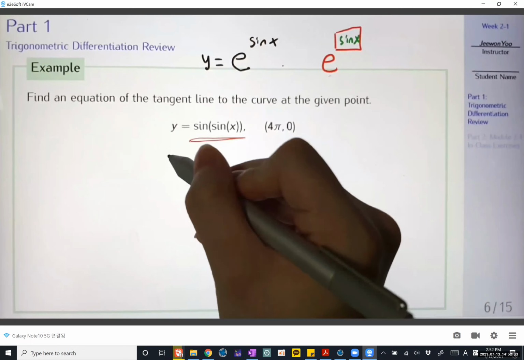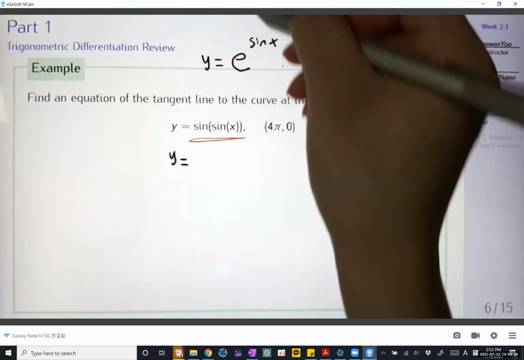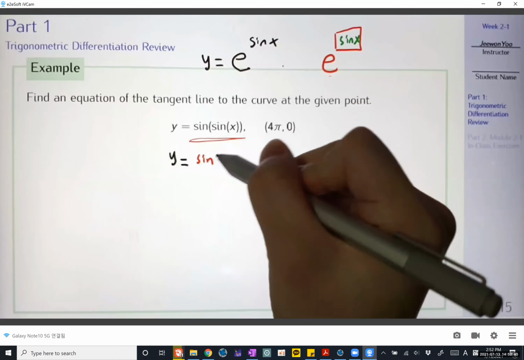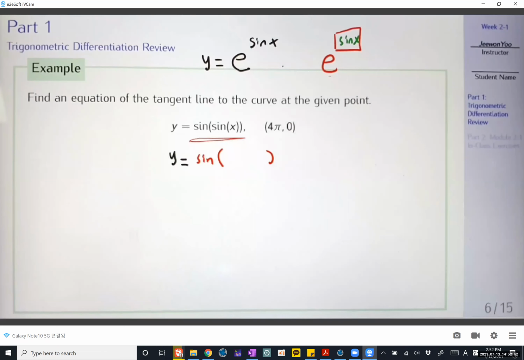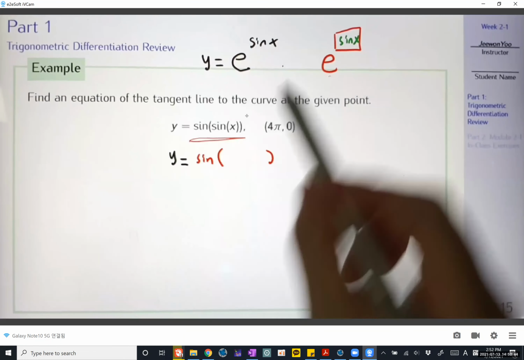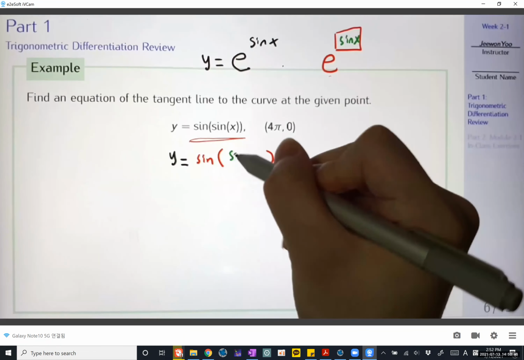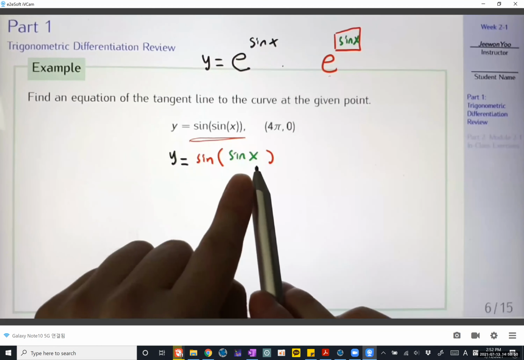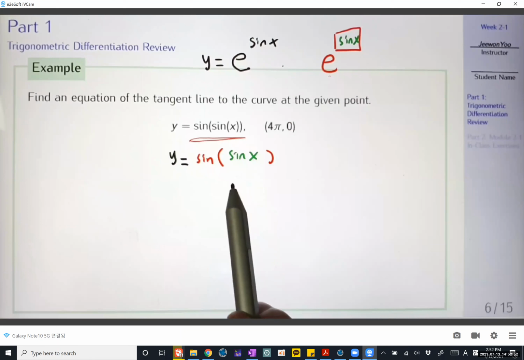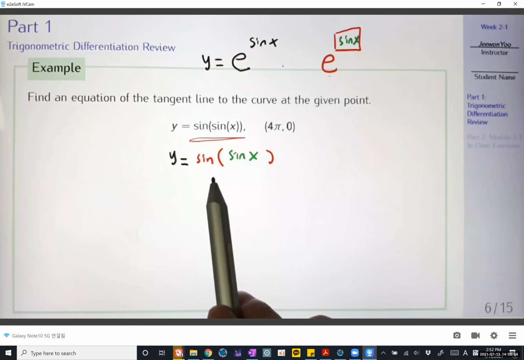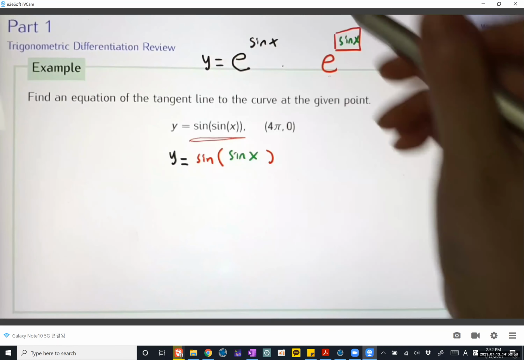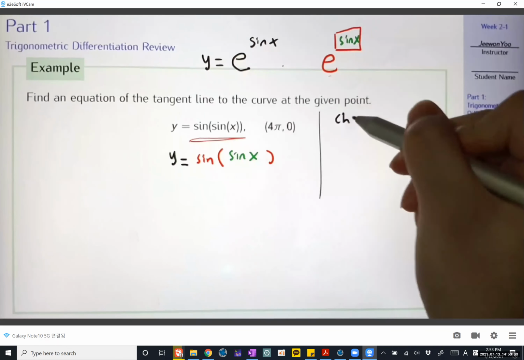Now, if I rewrite our original function here, y equals the outside in red color, sine of this, and then the inside in green color, sine x. Now you clearly see which one is the outside and which one is the inside, everyone. Once you figure that out, let's go ahead and find the derivative of the outside, because of the chain rule.